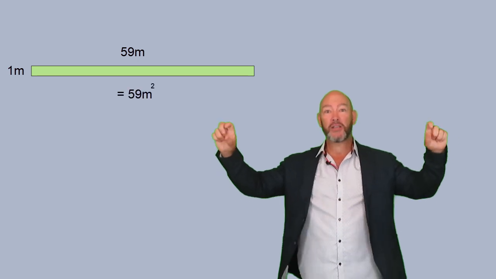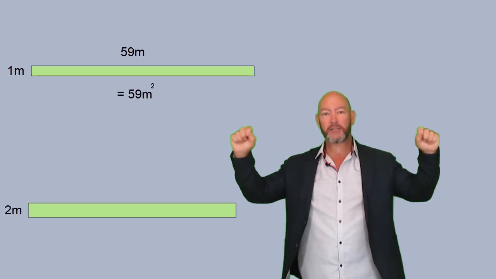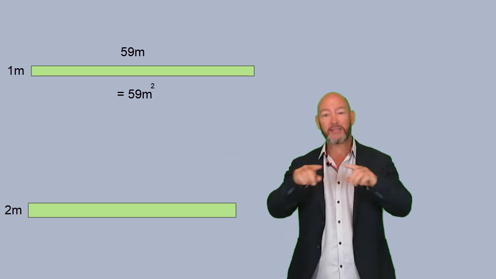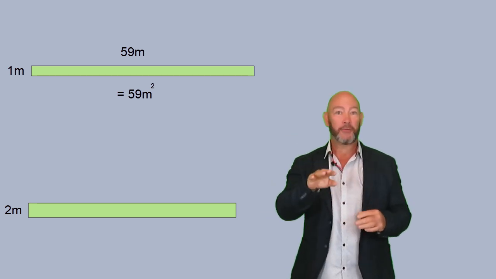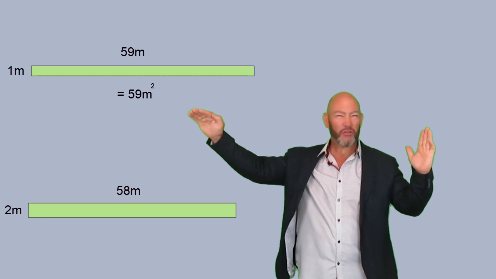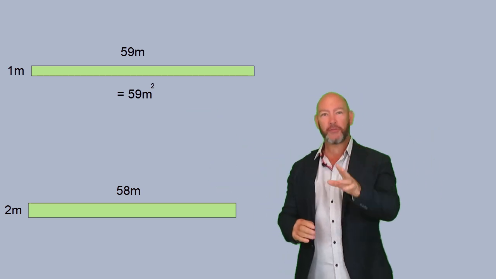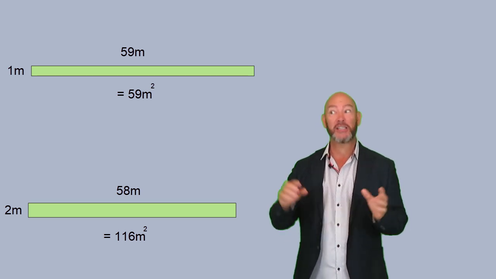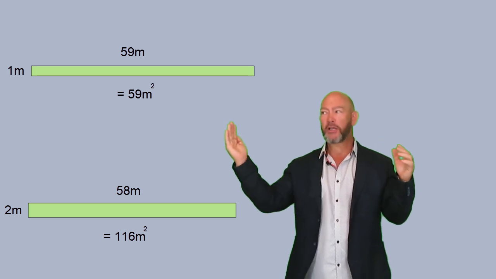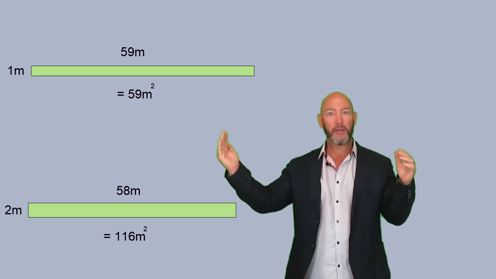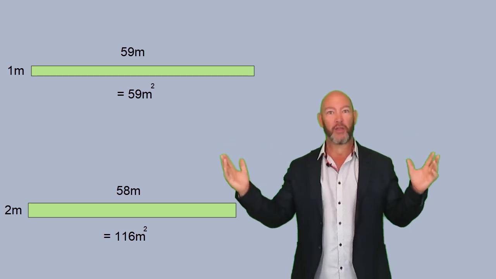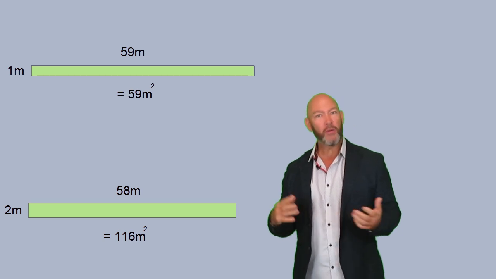Now I'm going to increase that. This time I'm going to make the sides 2 metres. That means I've got 116 metres to divide by 2, which is 58 metres on each side. So 2 metres by 58 metres. Doesn't look that much different, but 2 times 58 is 116 square metres. Wow. Just by increasing the side by an extra 1 metre, I've increased the area of that paddock dramatically, almost double.